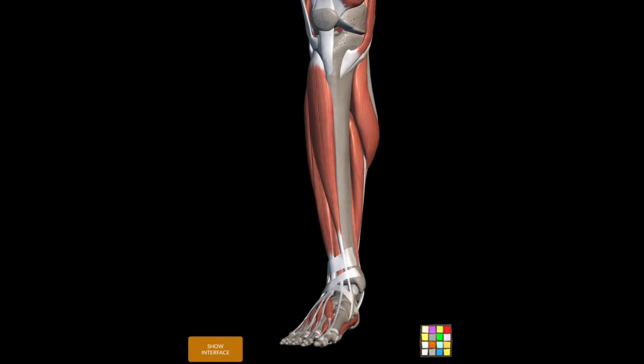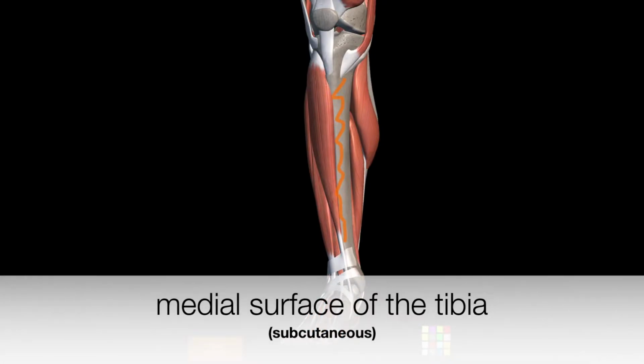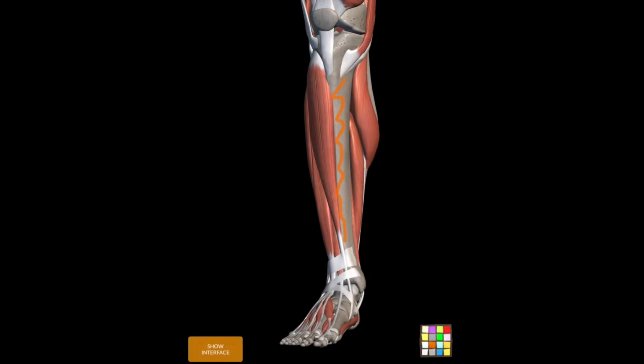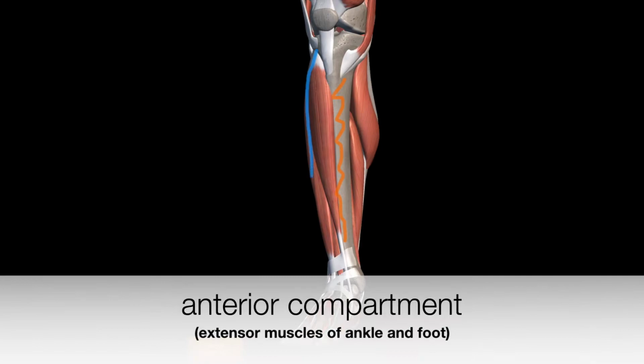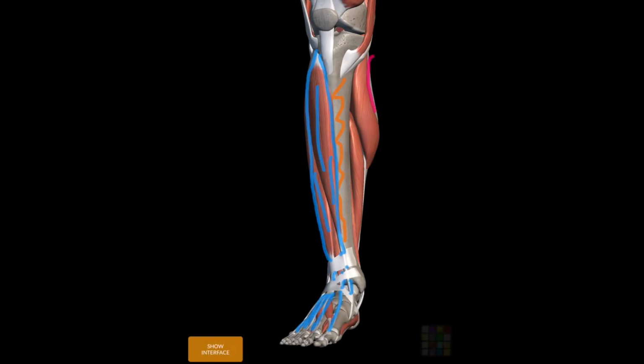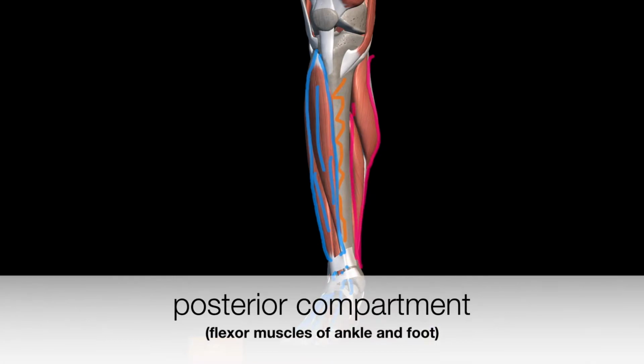Looking at this view, initially the most interesting feature we see is not the muscles, however, but this bare area of the tibia. This is the medial surface of the tibia. No muscles have their proximal attachment to it, and it's a very useful landmark because it separates the anterior compartment of muscles here from the posterior compartment of muscles here.